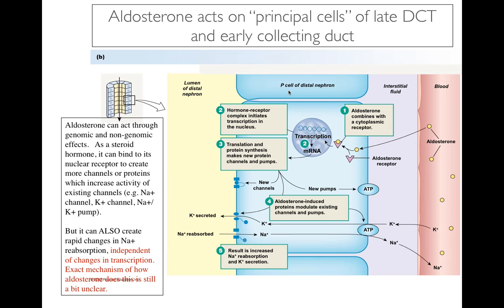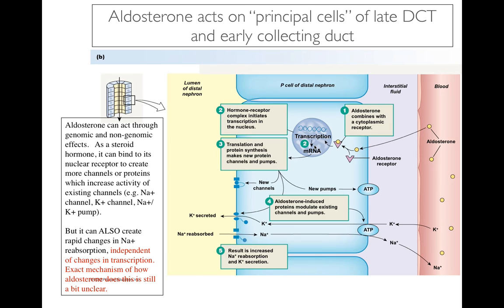They're called P cells, but you don't need to worry about that. Aldosterone comes in, binds to an intracellular receptor, a receptor inside the cells. And what we said about these receptors is that what they tend to do is to increase transcription of certain genes to make new protein from scratch. That's exactly what aldosterone does in this case.